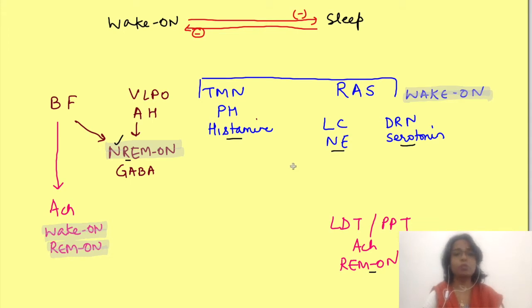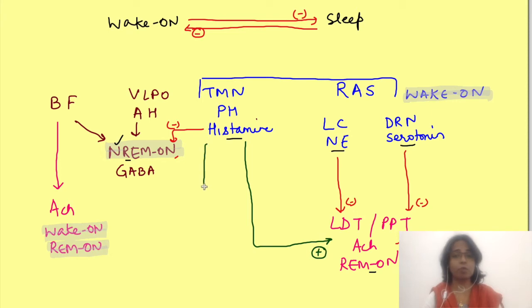So what happens during the wake state, all these wake-on neurons keep the sleep neurons inhibited. Actually, histaminergic hypothalamic neurons inhibit NREM-on neurons and RAS norepinephrinergic and serotonergic neurons inhibit REM-on neurons. See, I told you before that hypothalamic neurons are involved in wakefulness and NREM sleep and RAS neurons are involved in wakefulness and REM sleep. So hypothalamic wake-on neurons inhibit NREM-on neurons and RAS wake-on neurons inhibit REM-on neurons. But one more interesting thing here is that histaminergic neurons actually excite the LDT and PPT acetylcholine releasing REM-on neurons and the basal forebrain acetylcholine releasing wake-on REM-on neurons.